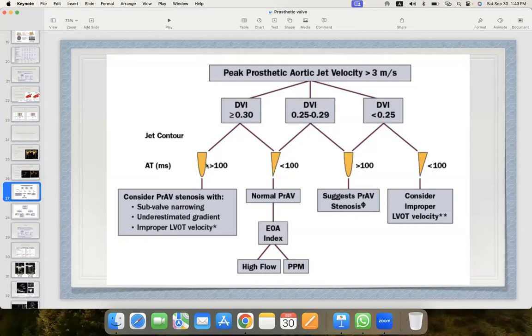So this is basically how to interpret and how to use this slide. You have to memorize it, because in the board exam, they're gonna give you, for example, a case, and they will give you that the velocity is more than 3. And then you calculate the DVI, and the DVI more than 0.3. And then they will tell you that the acceleration time is less than 100. And then they will give you maybe a small effective orifice area. Then you will say that it is patient prosthesis mismatch. In the board exam, they really like to make sure that you can differentiate between patient prosthesis mismatch and a patient with true prosthetic stenosis. So this is how you differentiate between the two.